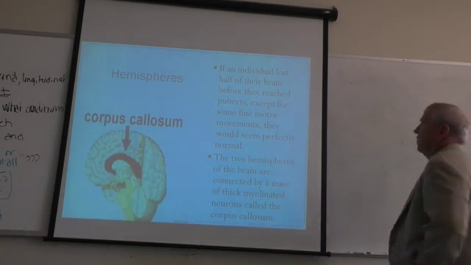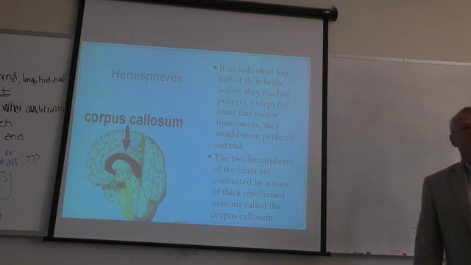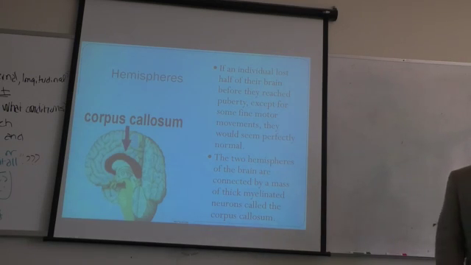If an individual lost half of their brain before they reached puberty, except for some fine motor movements, they would seem perfectly normal. And this is not an uncommon surgery to take out half of somebody's brain. If they're having epileptic seizures and they are uncontrollable, sometimes they will take out half a person's brain. The reality is they don't become a half-wit. They don't have any problems intellectually after that. The other half of the brain will take up all of the functions of a whole brain, as interesting as that is. And that may be one of the reasons why we have two halves of our brains.